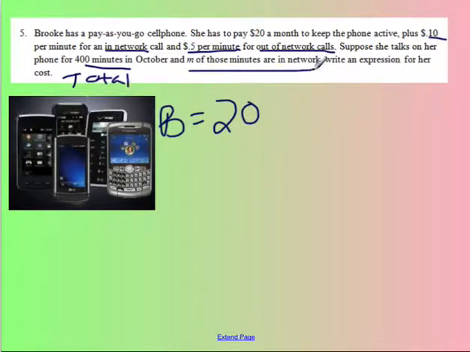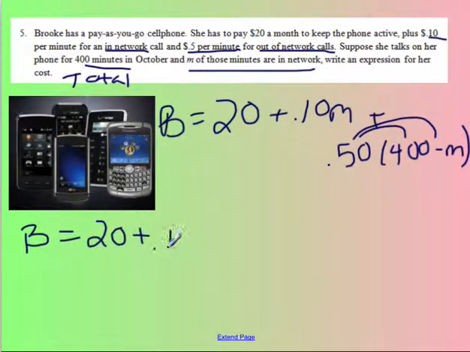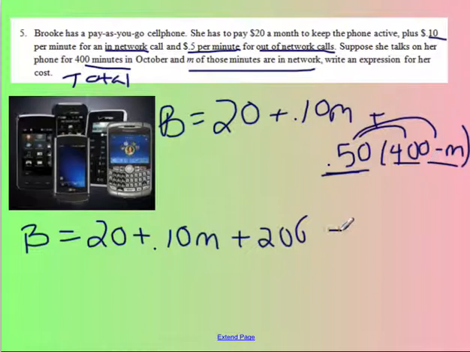M of those minutes are in-network. So for every M minute I spent in-network, it cost me 10 cents. Now remember, our out-of-network calls are going to be our total minus our in-network minutes. So for our out-of-network, we're going to take our total and subtract the number of in-network, just like we did on the previous problem. So now to simplify, I'm going to distribute in. So I get B is equal to 20 plus 0.10M. 0.5 times 400 is going to give me 200. 0.5 times negative M is going to give me negative 0.50M.